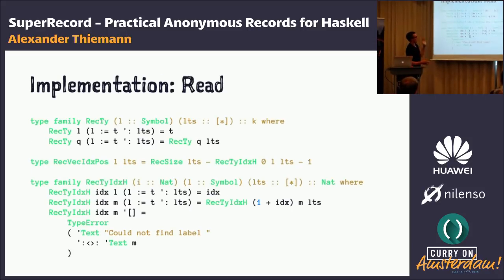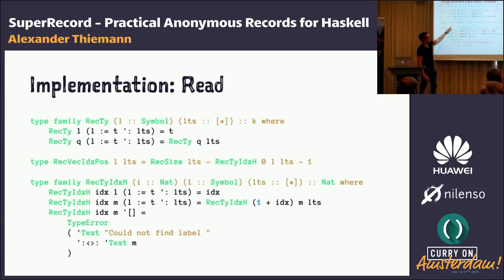So this is a lot of type families here. I think basically the top one I already showed you. This is basically the same function that, given a label, gives the type in the record. And this is actually the type family, or a type synonym with type families, that will compute at what position do we have to read in the array. And this is the machinery for it.